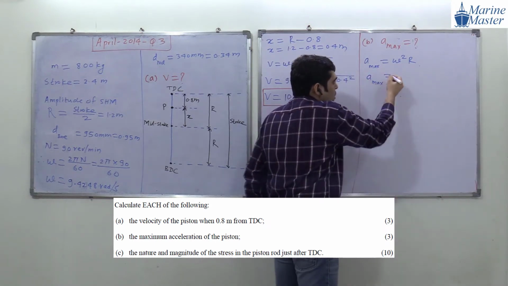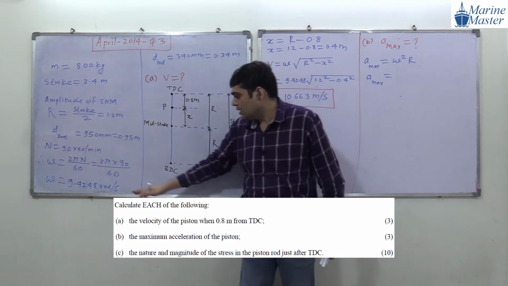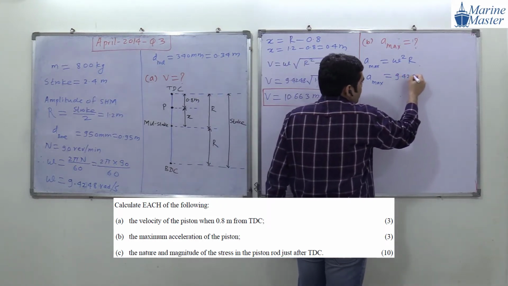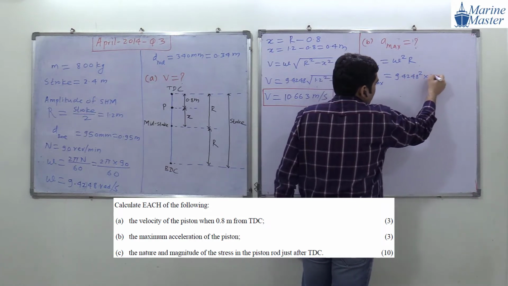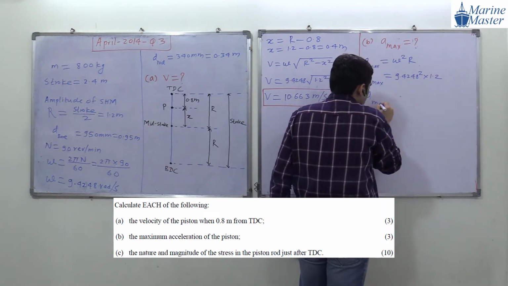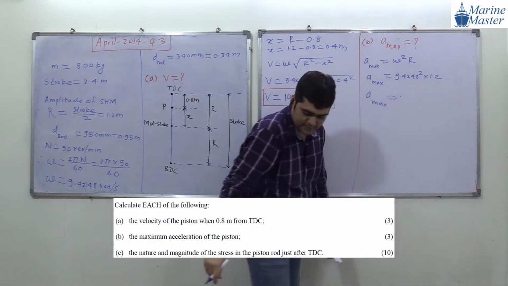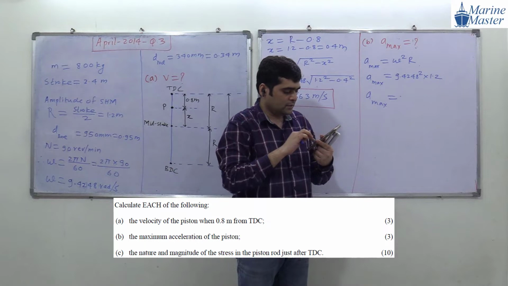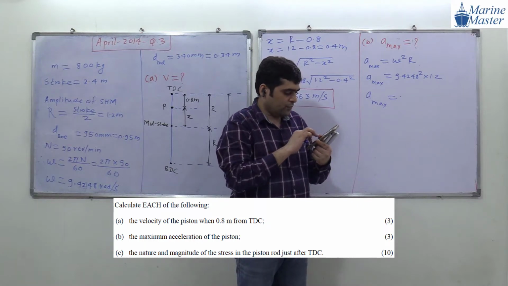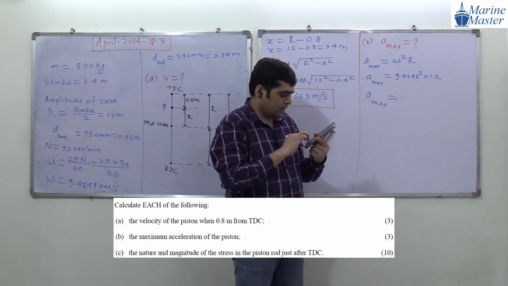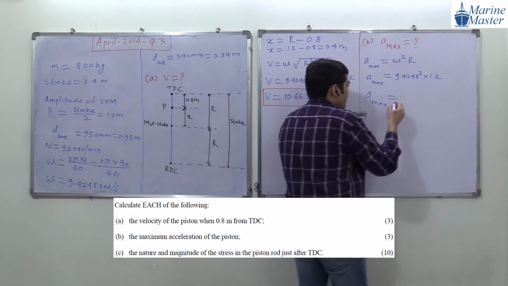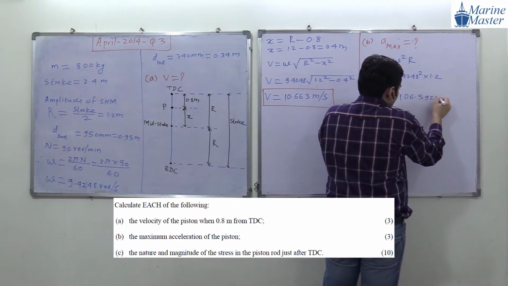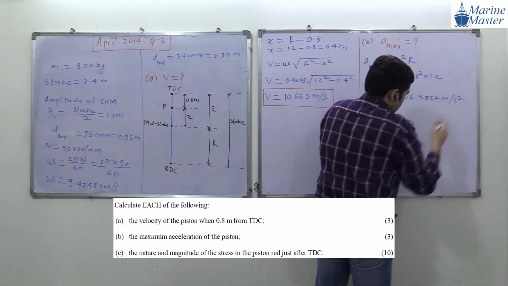Everyone try to see the scenario. What is the value of omega square? 9.4248 square. R is what? 1.2 meter. So please everyone do the calculation and tell me the value of A max. 9.4248 square into 1.2. How much value is everyone getting? 106.5922 meter per second square.